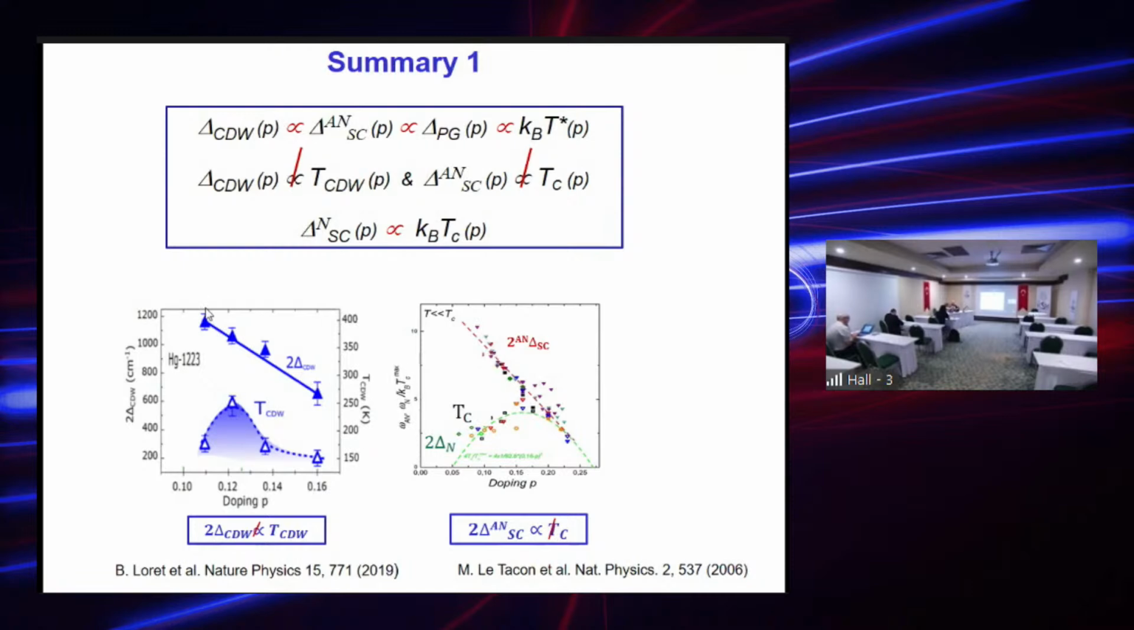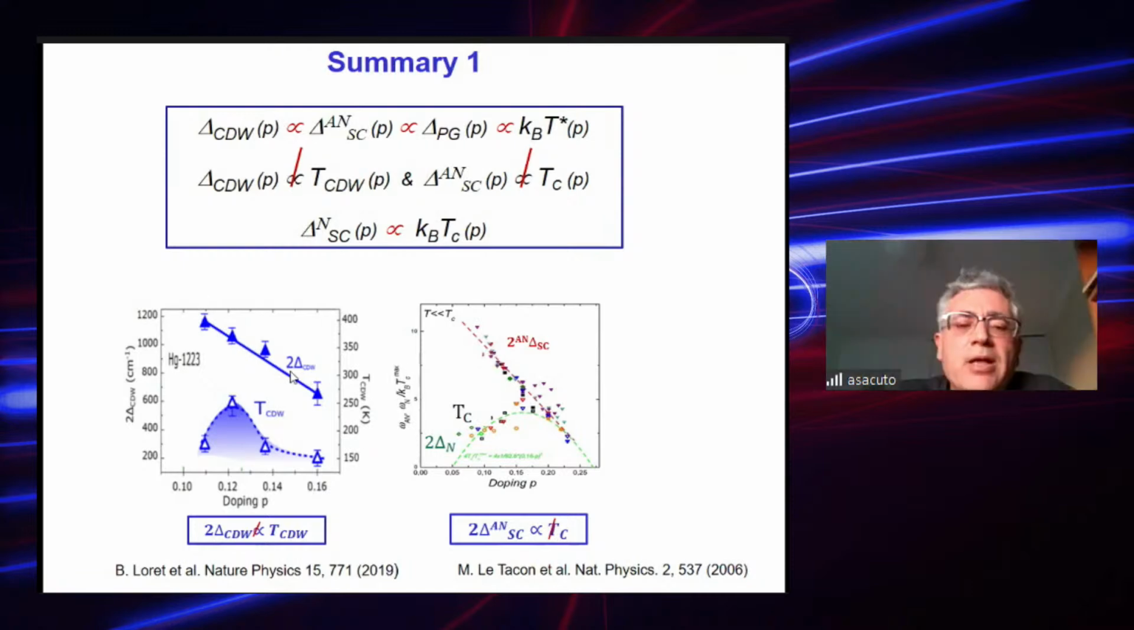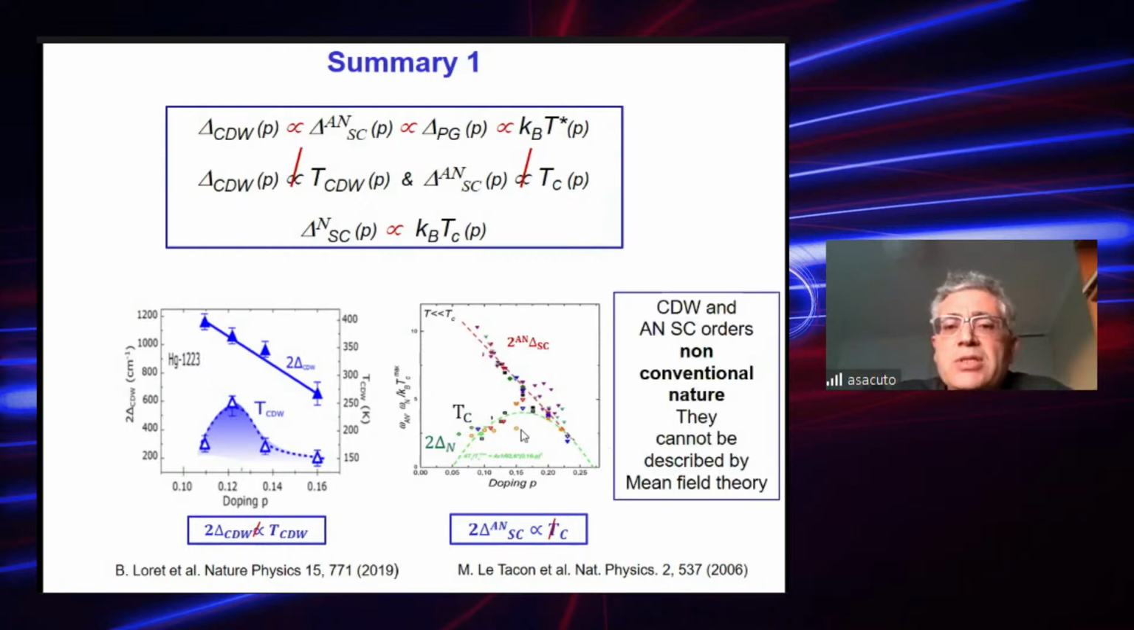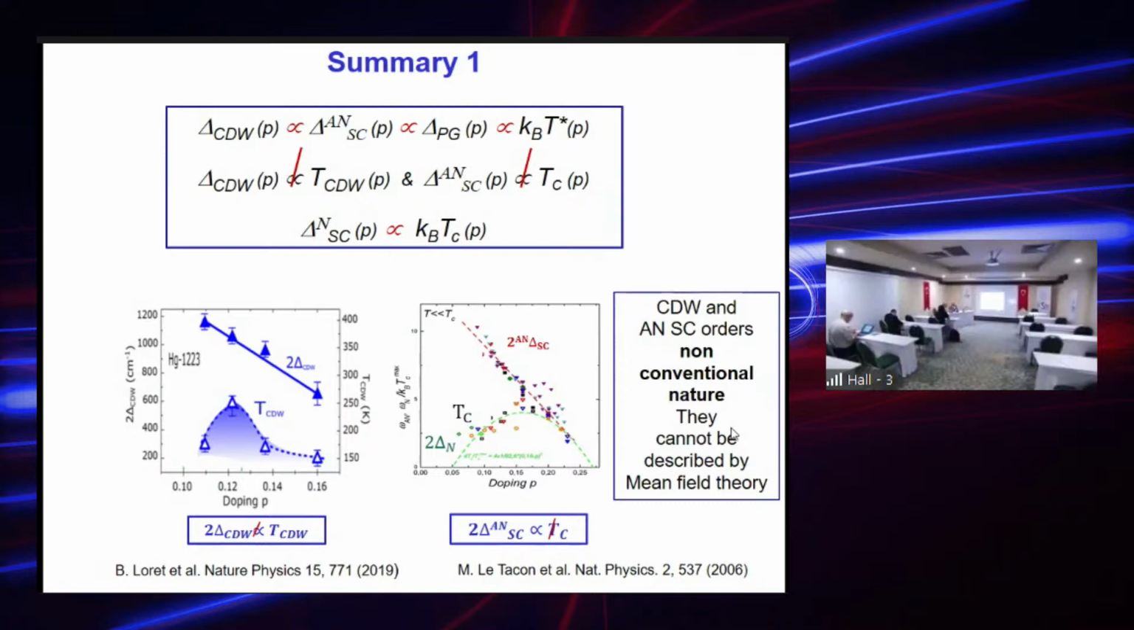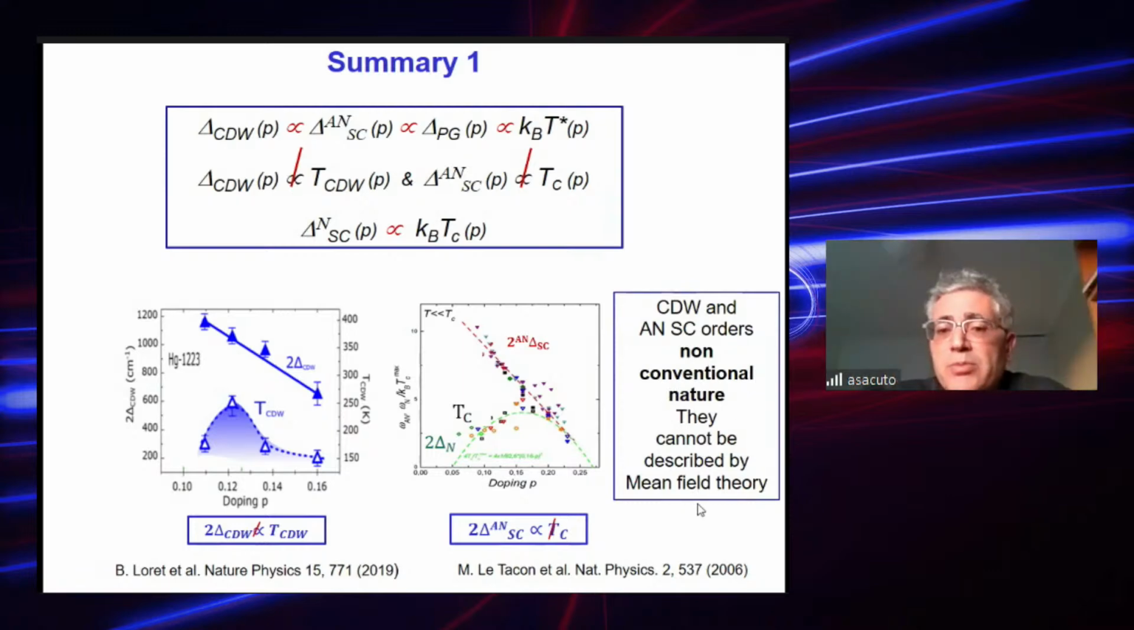Just to summarize, the energy of the charge density wave decreases linearly as a function of doping with non-monotony, exactly as the antinodal superconducting gap decreases linearly, and it does not follow TC. So these two orders are non-conventional in nature and then cannot be described by a BCS theory because they are not proportional to the transition temperature.